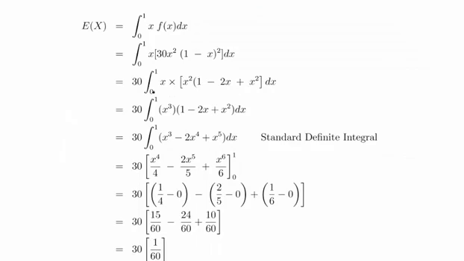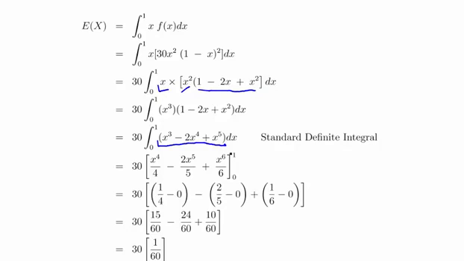This time we have x times x squared times our expression. So it's 1 power more, essentially. What we're starting off with is x cubed minus 2x to the power of 4 plus x to the power of 5.